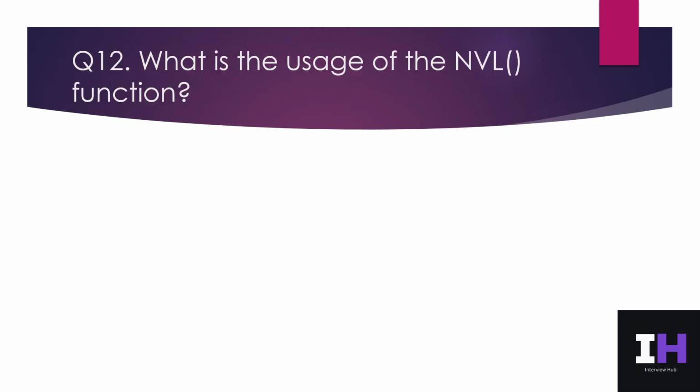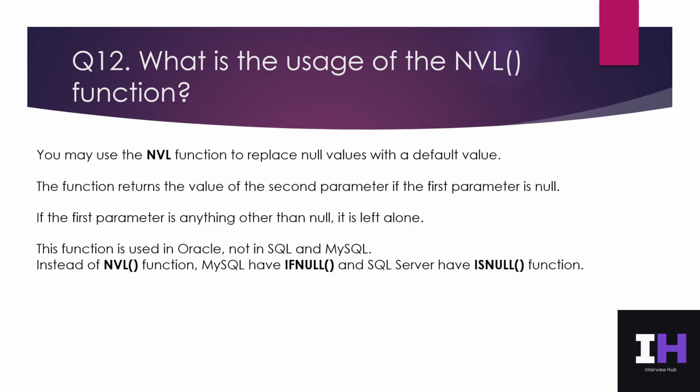Q12. What is the usage of the NVL function? You may use the NVL function to replace null values with a default value. The function returns the value of the second parameter if the first parameter is null. If the first parameter is anything other than null, it is left alone. This function is used in Oracle, not in SQL Server and MySQL. Instead of the NVL function, MySQL has IFNULL, and SQL Server has the ISNULL function.